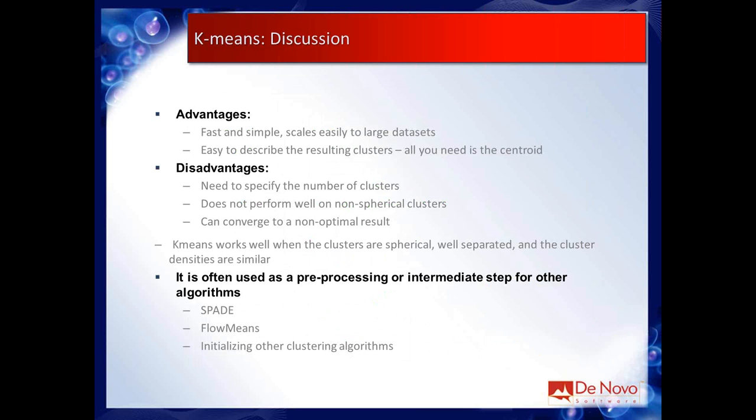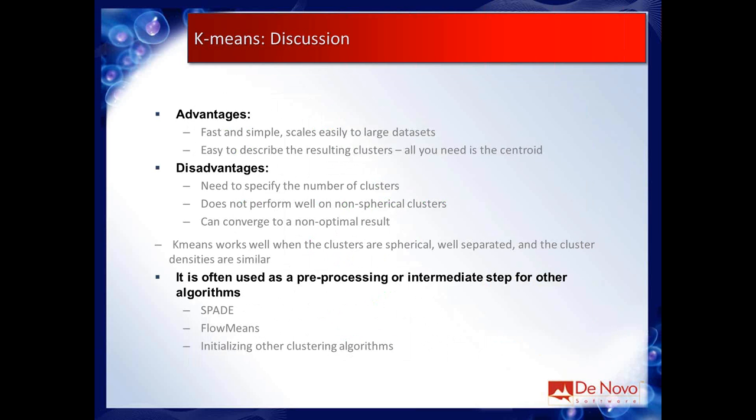So k-means is found in a lot of places because it is fast, it's easy to implement, it's easy to understand, and most importantly, it's really easy to describe the clusters that you end up with. All you need is a centroid value. You don't need any other information about your clusters other than the centroid. If you want to use it as a model, for example, and assign new data points, all you need to keep is the centroids.